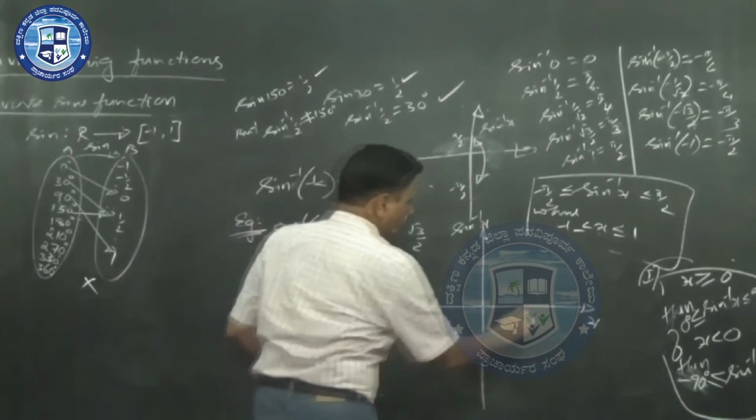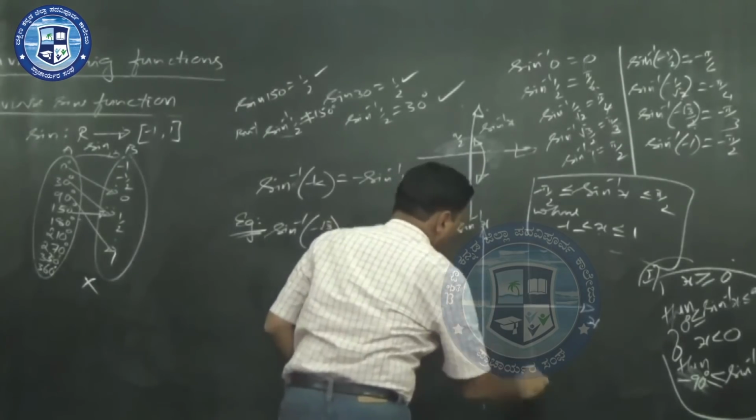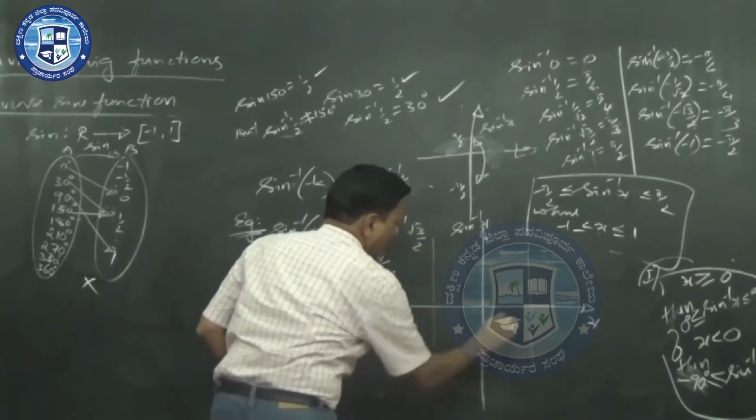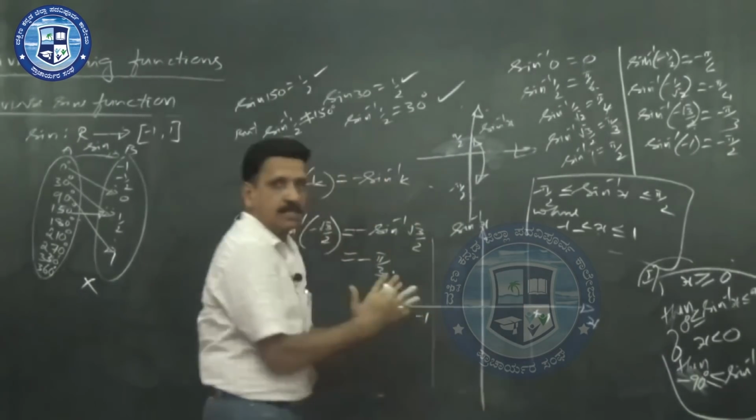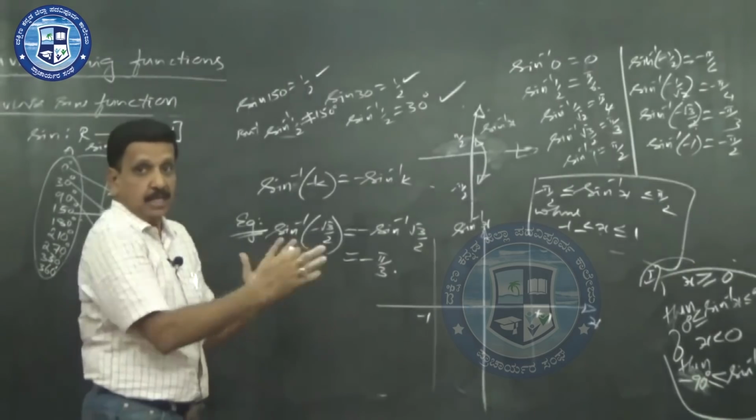So x must lie between minus 1 and plus 1. Say plus 1, minus 1. The entire graph must lie between these two vertical lines. x cannot be more than 1.